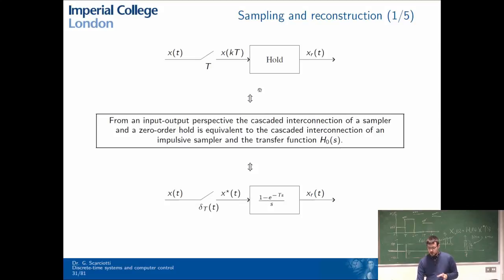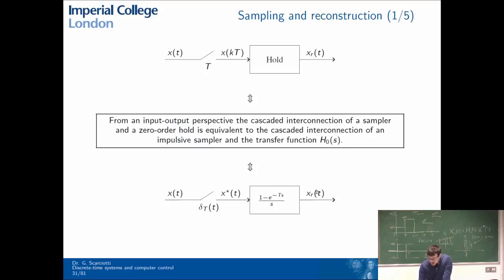So we have solved part of our problem, that is how to describe this interconnection. We have found that from an input-output perspective, meaning if we look at what happens to the output when we give this input, this interconnection is equivalent to the interconnection of an impulsive sampler and the transfer function H0 of s. So we can describe this interconnection with this other interconnection.